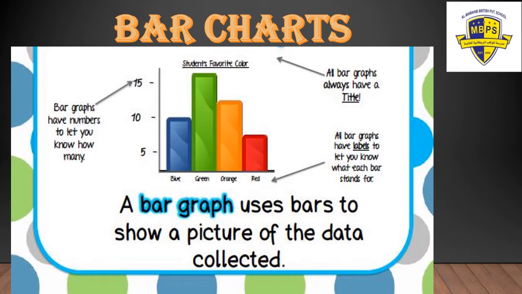Now if you look at this slide, you can see that there are bars with different colors. Now if you know about Kit Kat chocolate, in Kit Kat chocolate also there are bars. Those are called bars. Now a bar chart uses bars to show a picture of the data collected. Now in the last lesson we saw about pictograms where we saw pictures. In bar chart we have bars, standing bars.